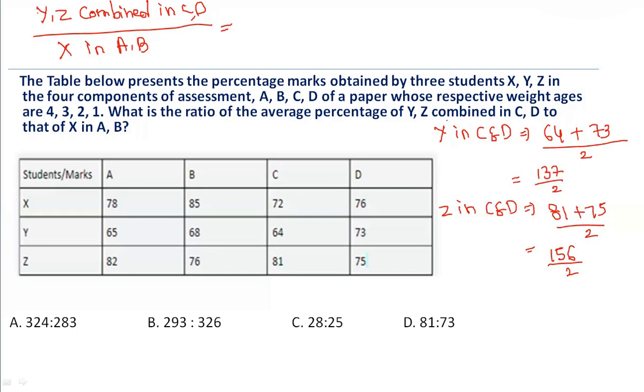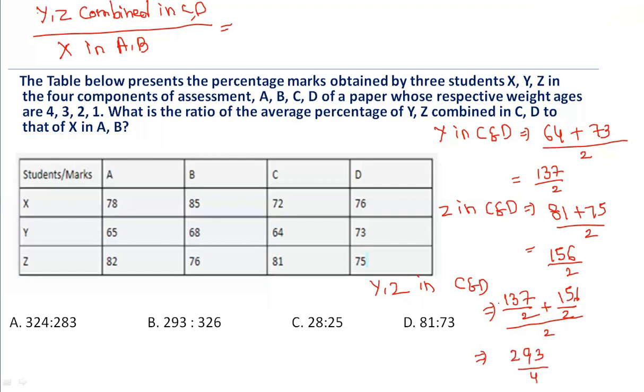Now the average of Y and Z combined is what we have to find out, in C and D. So the combined average of Y, Z in C and D: 137 by 2 is Y in C and D, and 156 by 2 is the value of Z in C and D. To find the average, 137 by 2 plus 156 by 2, whole divided by 2, because there are 2 observations, so sum of observations divided by number of observations. This is 293 by 4.